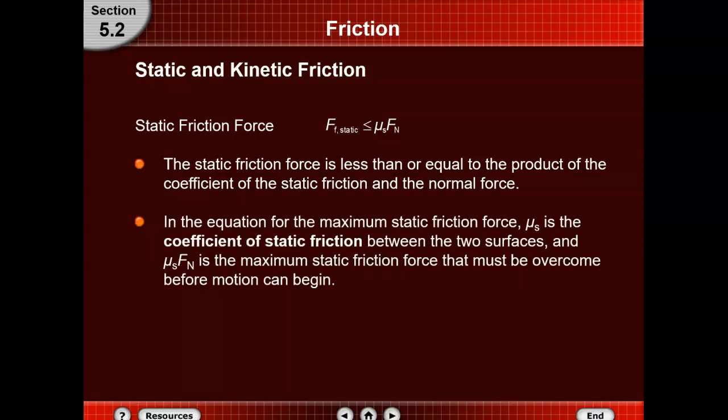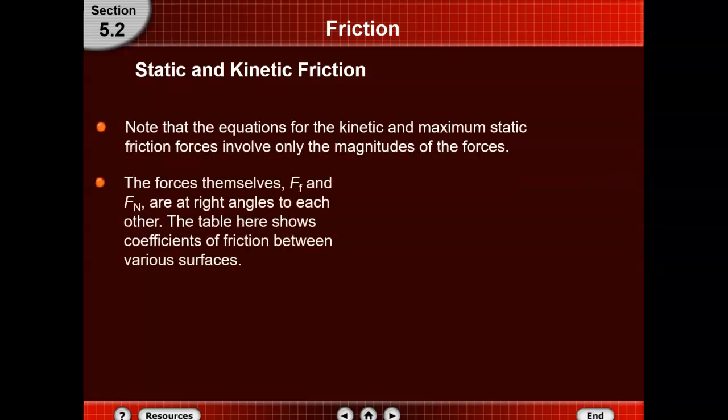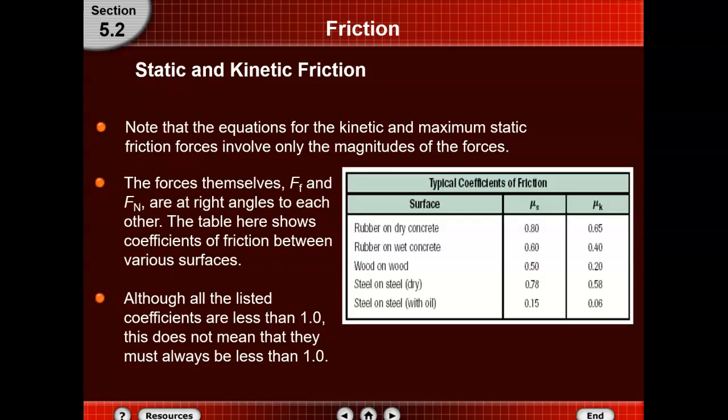So mu s is the coefficient of static friction, and like it says, mu s times your normal force is the maximum static force that must be overcome before motion can begin. So when you exceed the normal force times your coefficient of static friction, the object is going to move. Like it says, the equations for kinetic and static friction force involve only the magnitudes of the forces. The forces themselves are at right angles to each other. So the normal force and your force of friction are at 90 degree angles to each other.